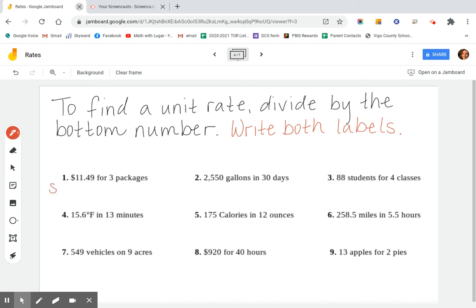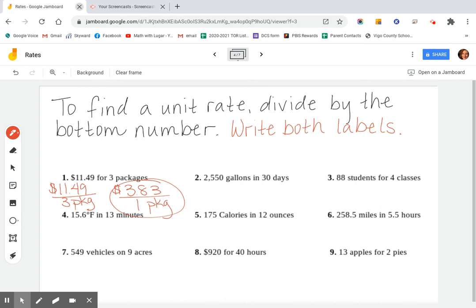So this really represents $11.49 for every 3 packages. I want to know how much it's going to cost for every 1 package. That would be my unit rate. So in my calculator, I am going to divide 11.49 divided by 3. And I find out that's going to be $3.85. No, I'm sorry. I misread that. $3.83 for every 1 package. There's my unit rate. It's just a matter of division.